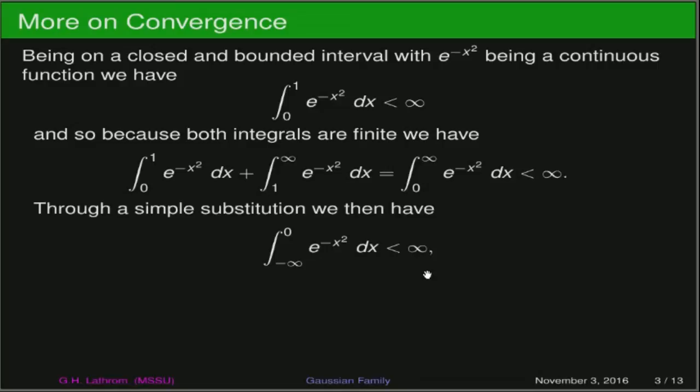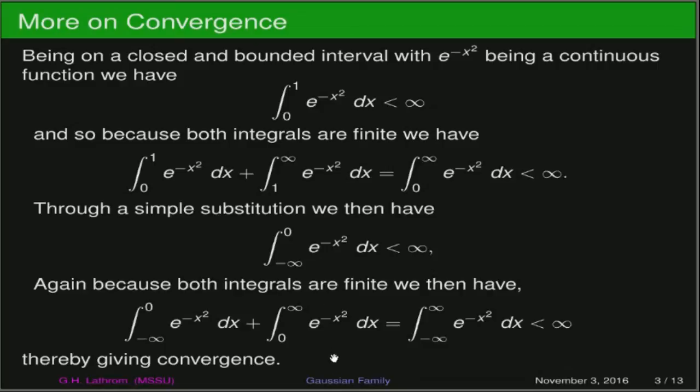And so one more time, because both of the integrals from minus infinity to 0 and from 0 to infinity are finite, we add them together, we get another finite value, and that value is the integral from minus infinity to infinity of e to the minus x squared dx. And so, using this piecewise argument, we've shown that the integral of e to the minus x squared over the entire real line is going to be some finite value.